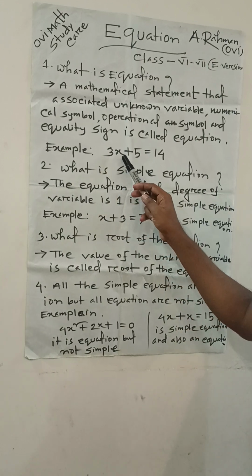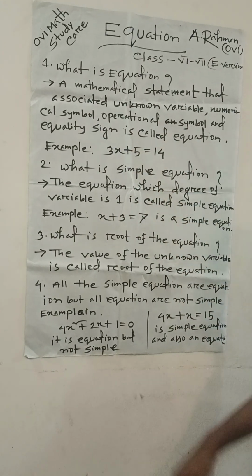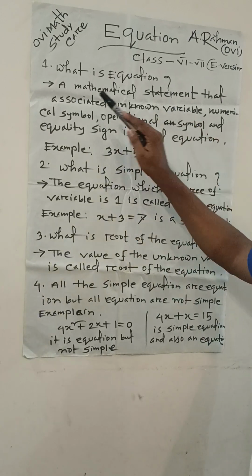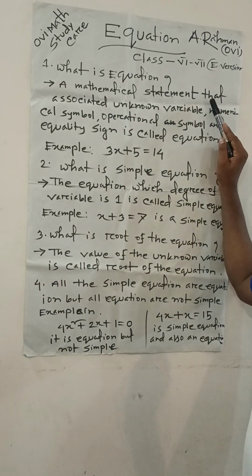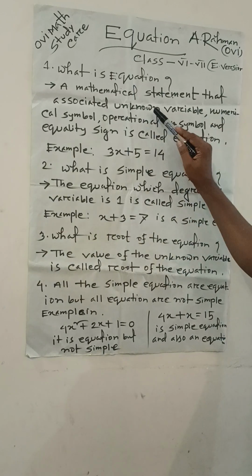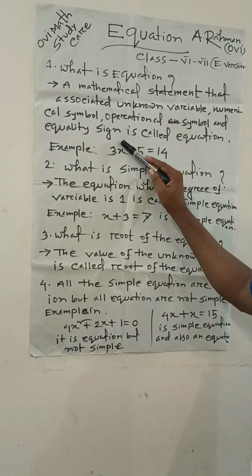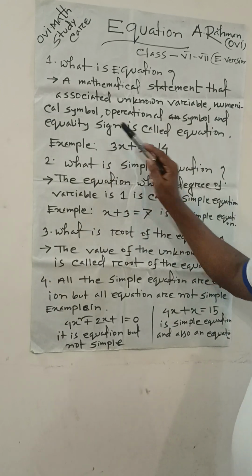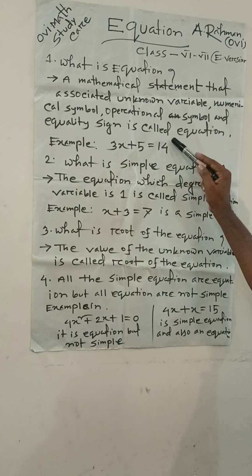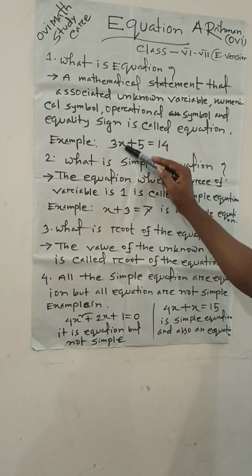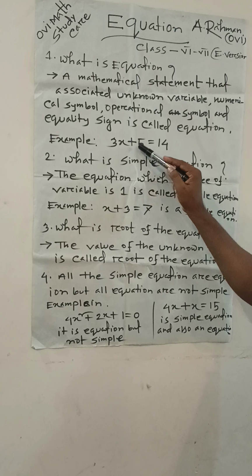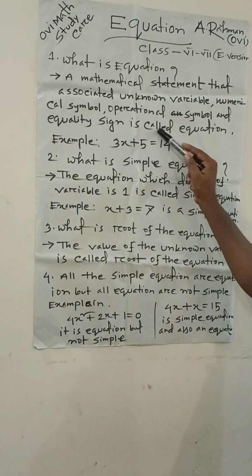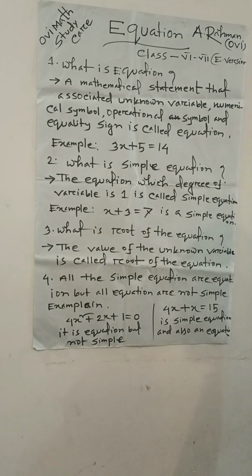So what is the definition of our equation? A mathematical sentence or statement that is associated with unknown variable. Here x is unknown variable. Numerical symbol: here 3, 5, 14 are numerical symbols. Operational symbol: here plus is operational symbol. And equality sign is called equation.